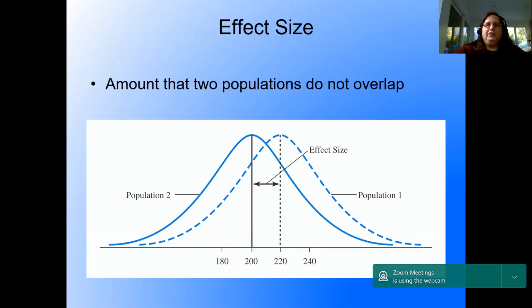So what is effect size? It's the amount that the two populations do not overlap. So if we're looking at this picture right here, this right here is our effect size. That's the amount that they don't overlap. The rest of it they do, but this amount they don't, right between the arrows.